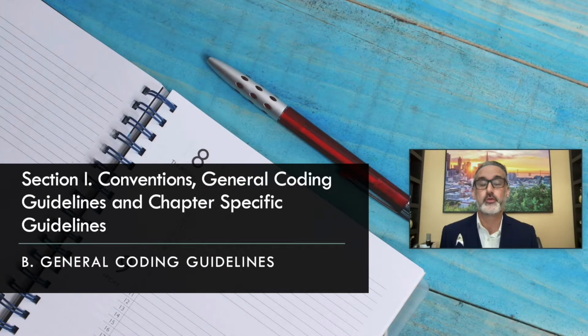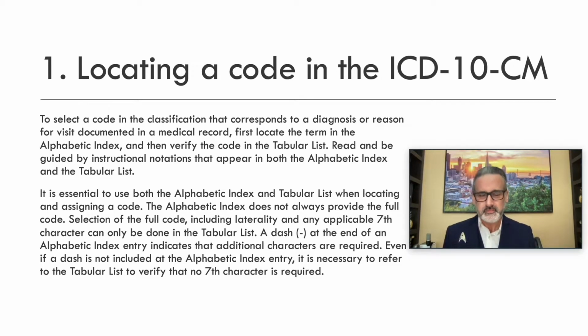So in today's episode, we're going to be checking out the ICD-10-CM Guidelines for Section 1, Conventions, General Coding Guidelines, and Chapter-Specific Guidelines, but we'll be doing Part B, the General Coding Guidelines. So there are many different parts to this subpart for Section 1B, the General Coding Guidelines. First thing we're going to discuss is locating a code in the ICD-10-CM, so in the coding book.